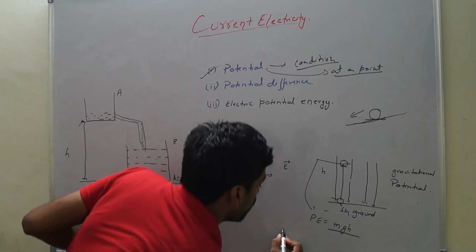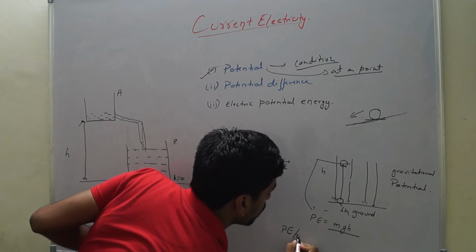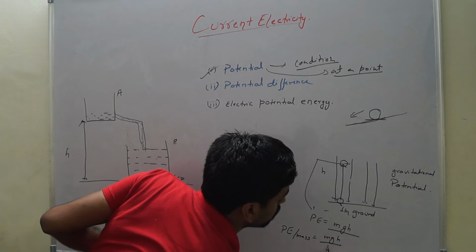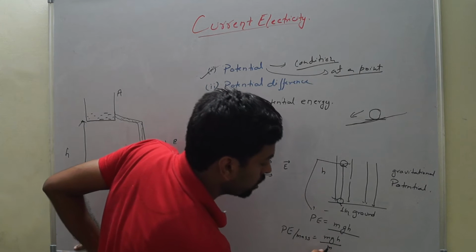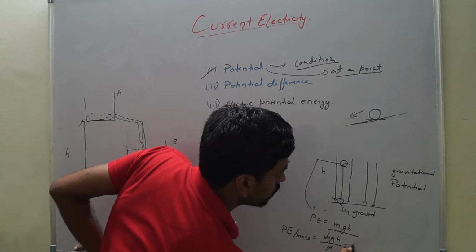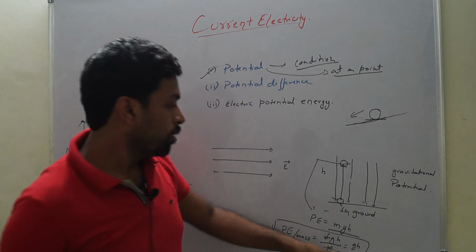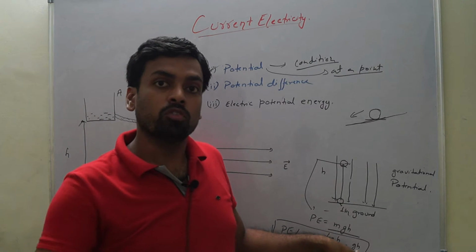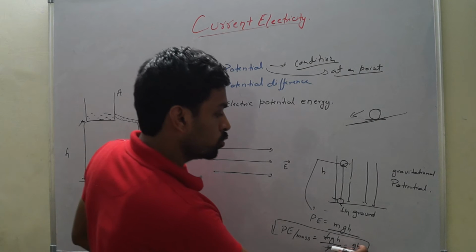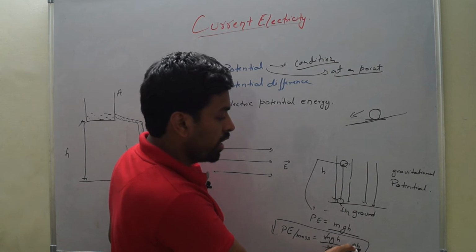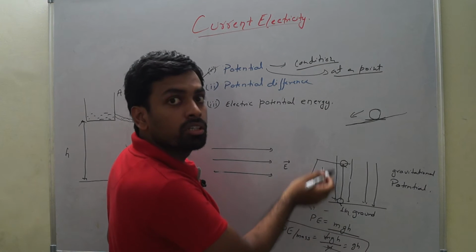So what are we going to do? Potential energy per unit mass is nothing but mgh by mass of the ball. Here we know it is 1 kg, so the 1 kg gets cancelled, we have gh. So what we see is that potential energy per unit mass is independent of mass itself. It is only equal to g times h. What is g? g is nothing but acceleration due to gravity, and h is the height above the earth's surface.